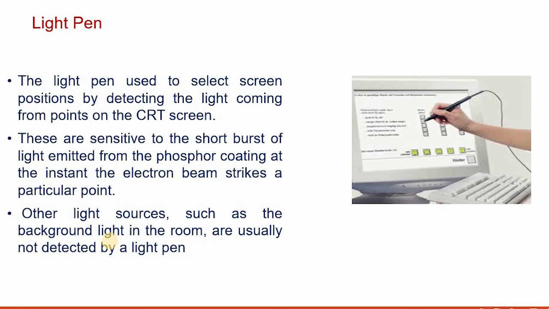Other light sources such as background light in the room are usually not detected by a light pen. So it won't detect other background lights.